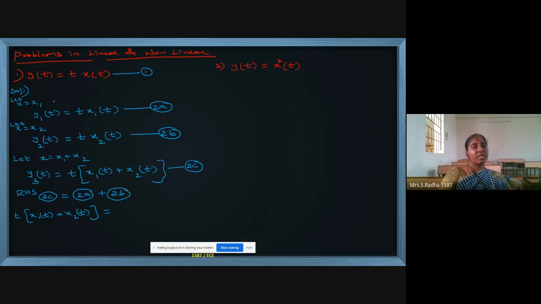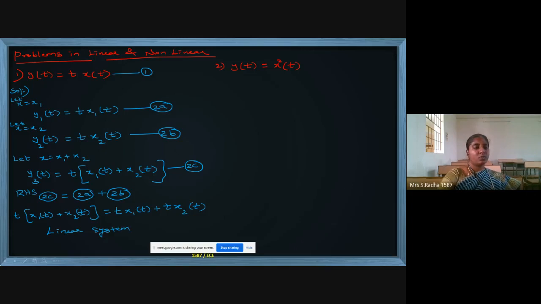So three cases we have taken. So 2c equal to 2a plus 2b. This is the first equation, second equation, third equation. Only RHS I am trying to point out here. So this is t into x1 of t plus t into x2 of t. If you check, they are equal. If you check RHS, this rule is followed. So the given system is a linear system.